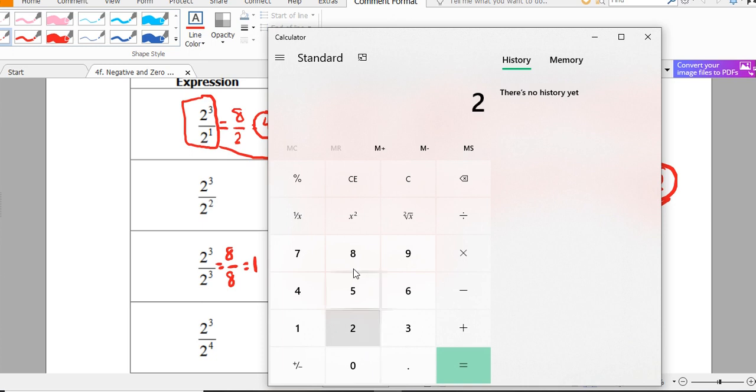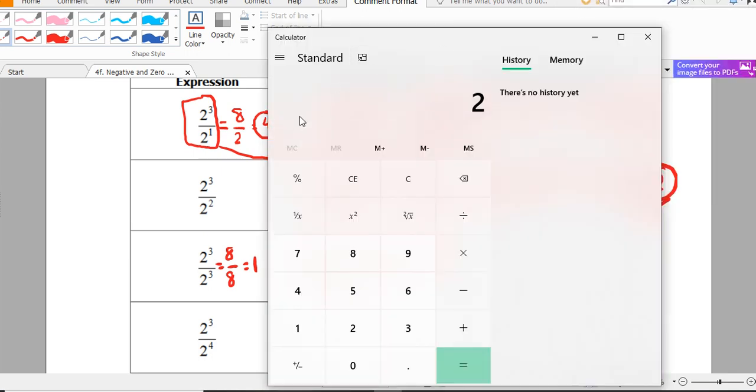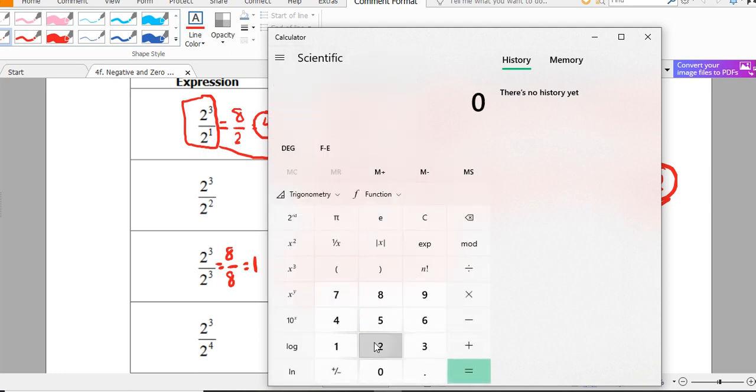So 2 to the exponent, standard, no, scientific, there we go. Okay, so 2 to the exponent of 0 will give me 1. In fact, I can generalize that case and pick any number. So 2, I don't know, I'm just picking a massive number. 2 to the exponent of 0 will give me 1 again.